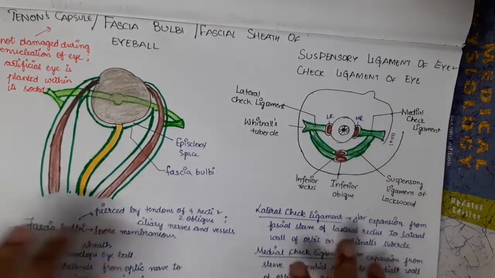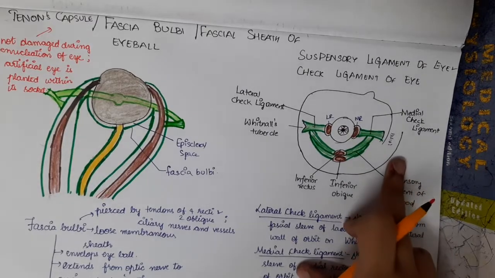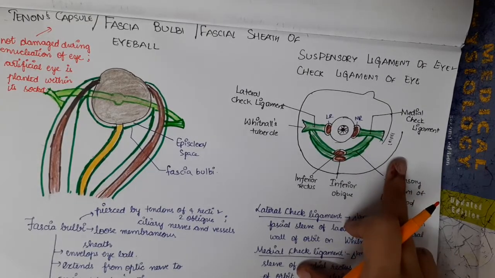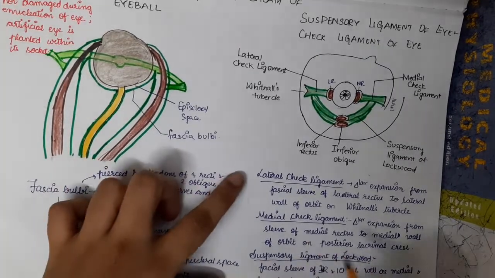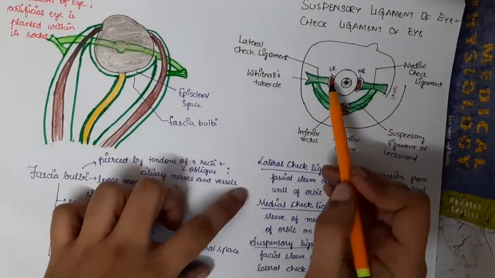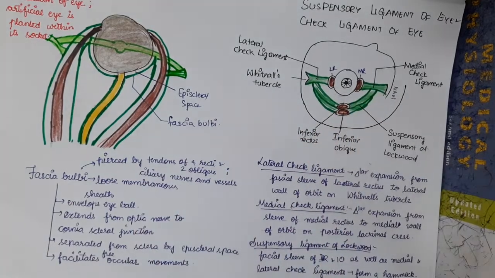Okay, then we also have one more thing in the eye which is called a suspensory ligament or check ligament of the eye. The suspensory ligament or check ligament of the eye, if you see, we have two check ligaments. One is the lateral check ligament, second we have the medial check ligament.